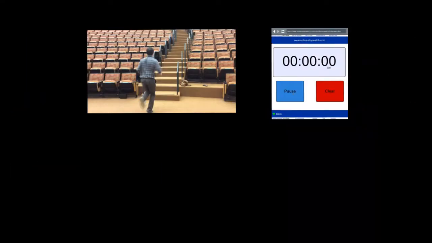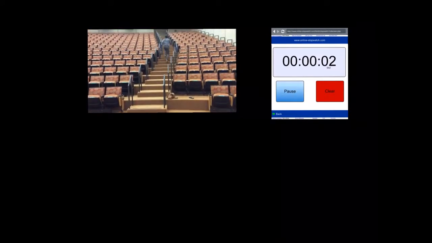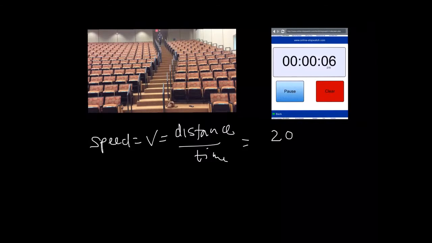Let's go back to the example with Landon running up the stairs. If we time how long he took to run those 20 meters, it took about 6 seconds. Knowing that speed is distance over time, we know that his speed was about 3.3 meters per second.